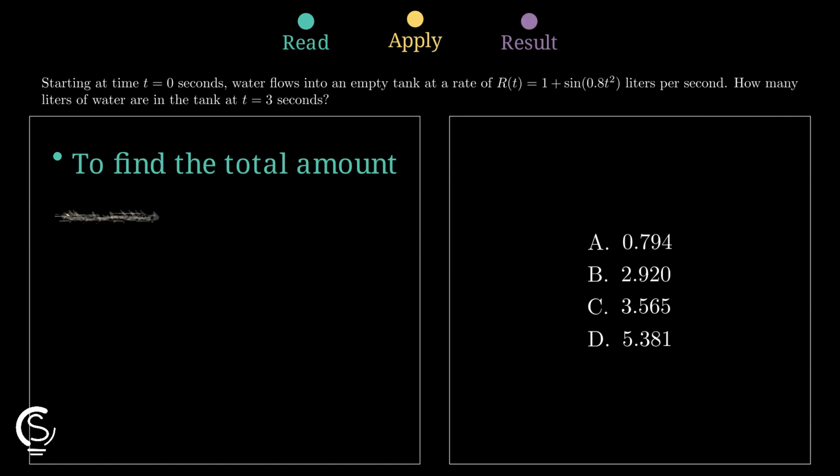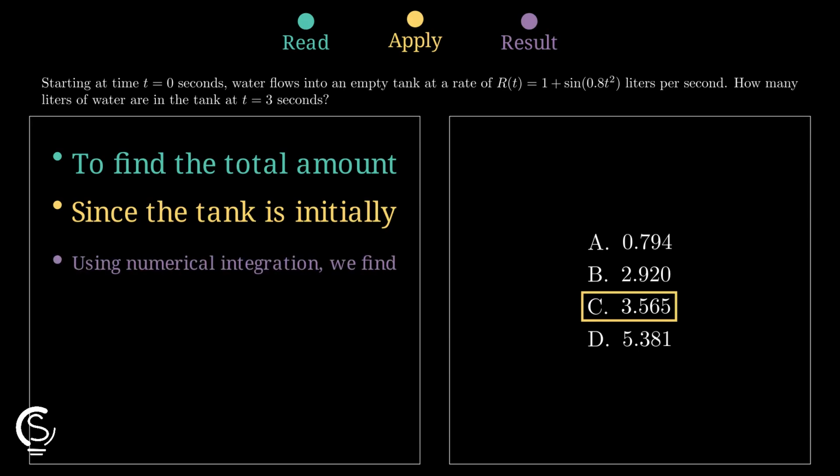Using numerical integration on that definite integral from 0 to 3 gives about 3.565 liters, so option C is the match. Nice and clean.